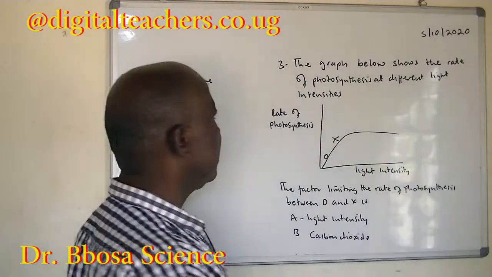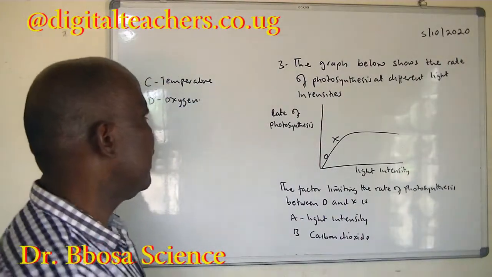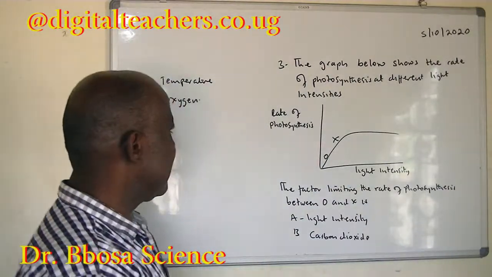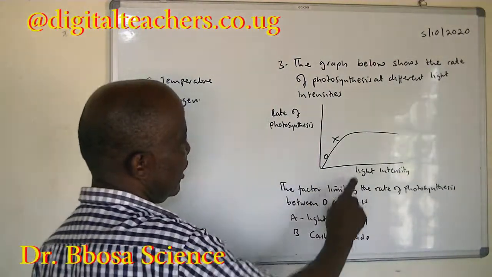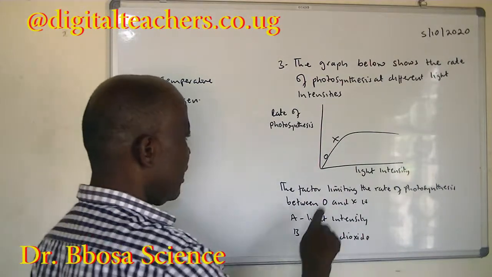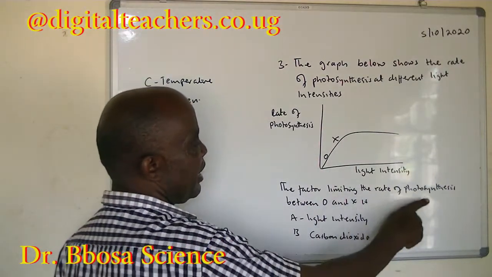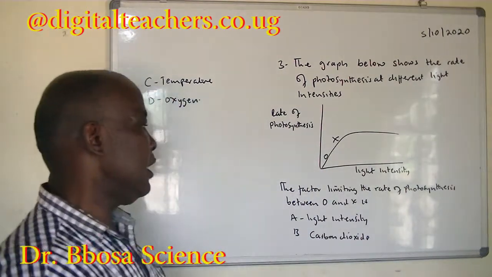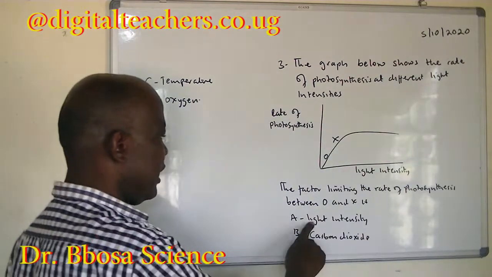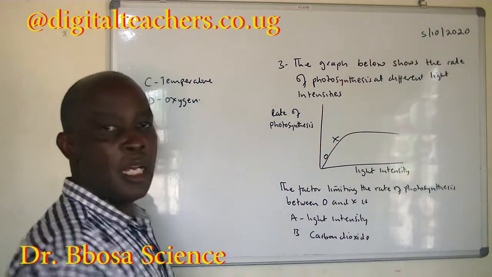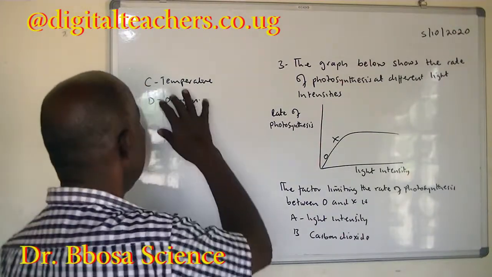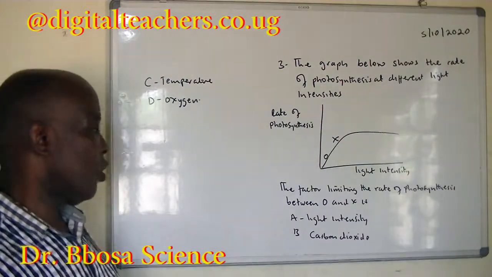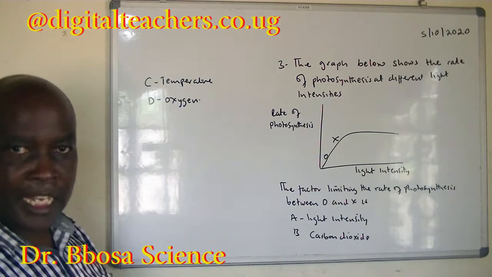Number 3. The graph below shows photosynthesis at different light intensity. The factor limiting the rate of photosynthesis between O and X is A. Light intensity. B. Carbon dioxide. C. Temperature. D. Oxygen.